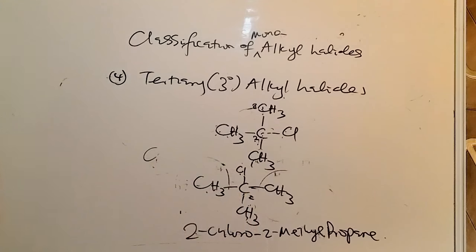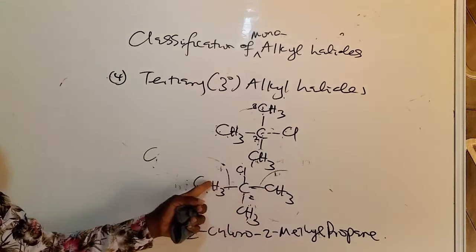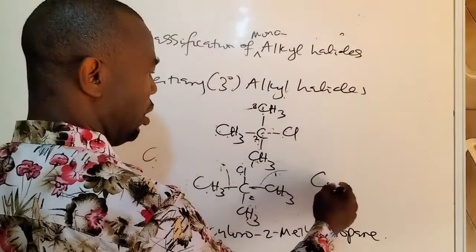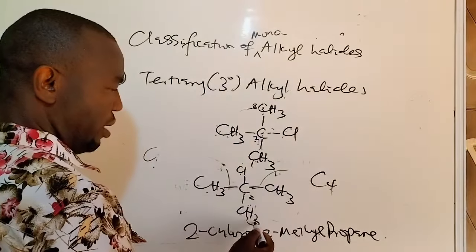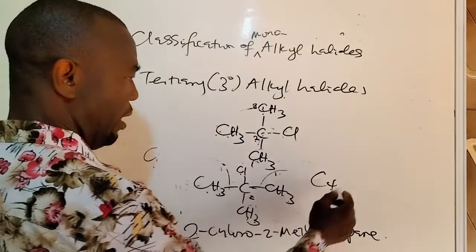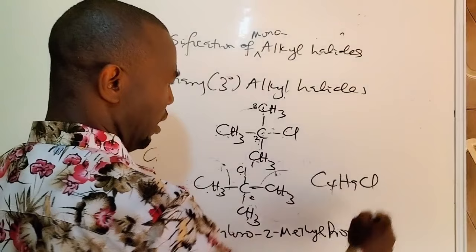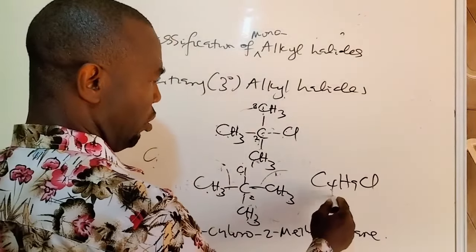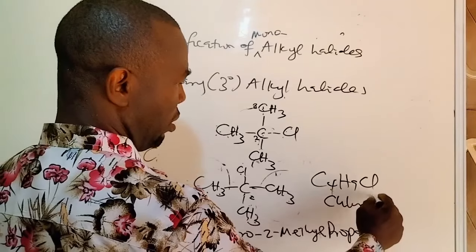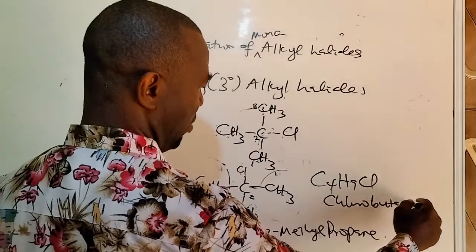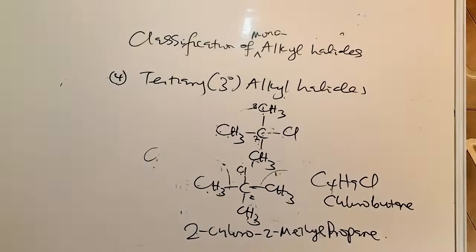To name it by IUPAC, we have to open the chain. But we want the common name, so I don't have to open the chain. What I have to do is count the whole carbon: 1, 2, 3, 4. I have C4, hydrogen 3, 3, 6, plus this one, 9: C4H9Cl. This is supposed to be called chlorobutane.